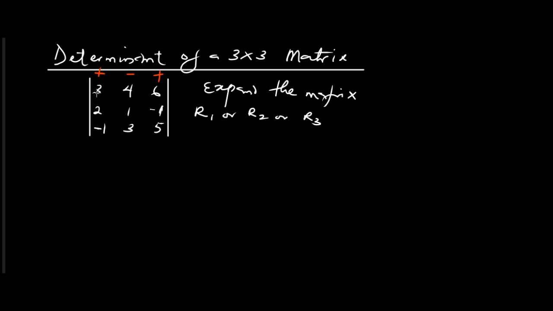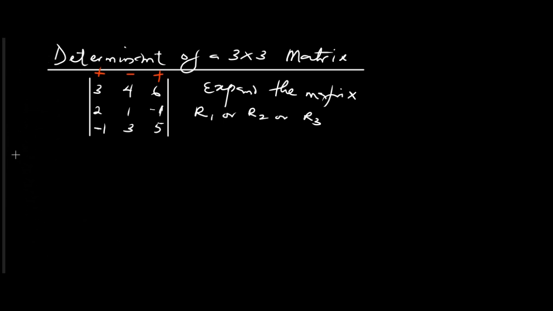So if I'm picking 3, I know that 3 should carry plus. If I'm picking 4, 4 should carry negative. If I'm picking 6, 6 should carry plus. If I'm picking 2, 2 should carry plus. If I'm picking 1, 1 should carry negative. If I'm picking negative 1, it should carry plus. Then if I'm picking minus 1, it should carry plus. 3 should carry minus, and 5 should carry plus. So let's expand this across the first row and see. So the first member of the first row is 3.